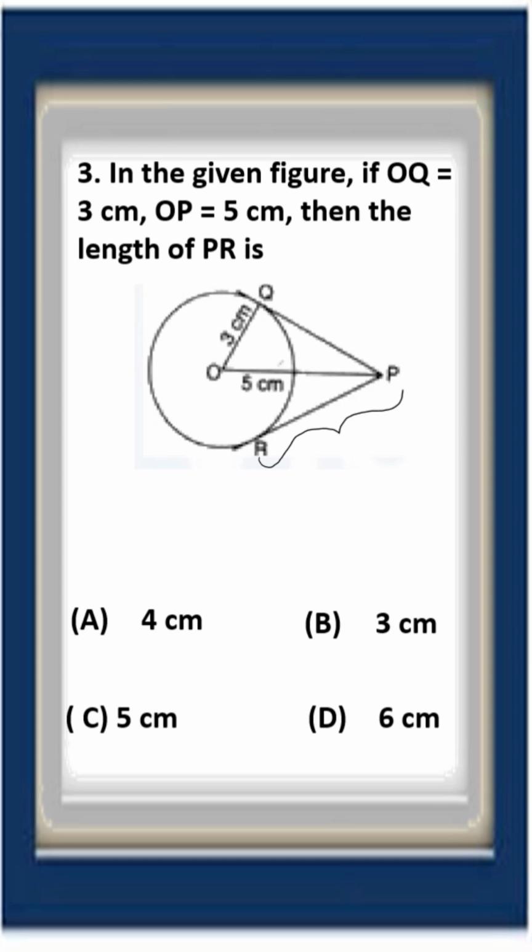We can calculate PQ by using Pythagorean theorem, because here angle Q is 90 degrees, since radius and tangents are perpendicular to each other at the point of contact. So PQ is equal to square root of 5 square minus 3 square, that is equal to 25 minus 9, that is equal to square root of 16, that is equal to 4. So PQ is equal to 4, PR also is equal to 4 centimeter. So option A is correct.